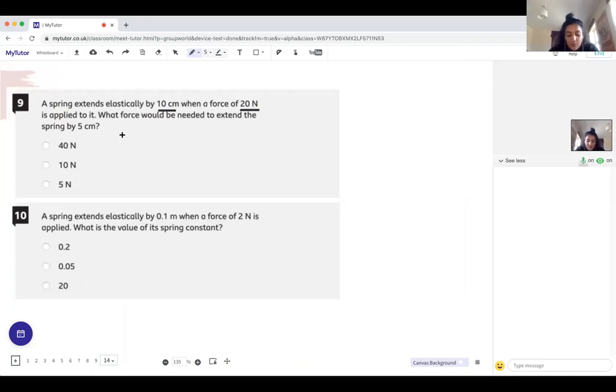So this is a multi-step question, and it can be quite tricky because it has 2 different steps in it. The first thing that we need to do is work out the spring constant. We've been given a force and we've been given an extension, so we can work out the spring constant using our equation F equals kE. To work out the spring constant, we can rearrange the equation to get k equals F divided by E.